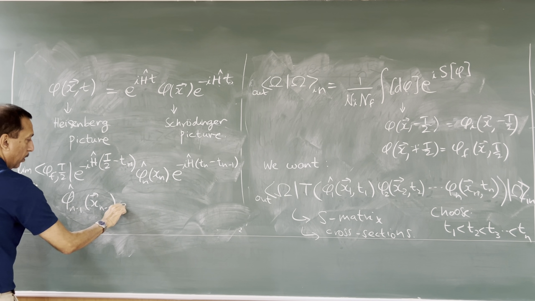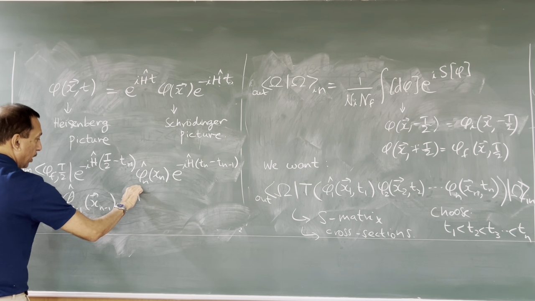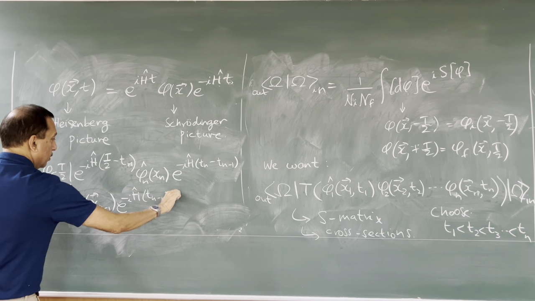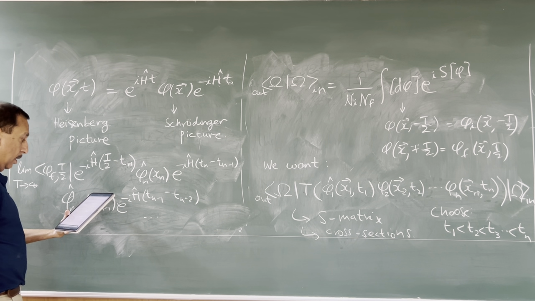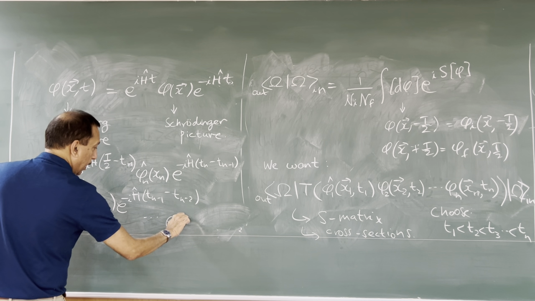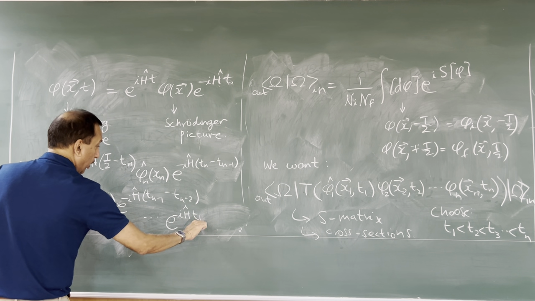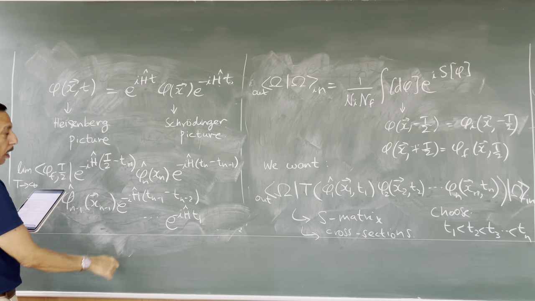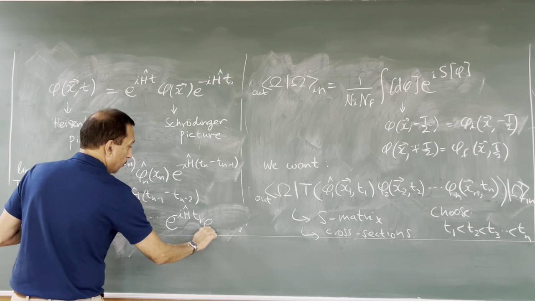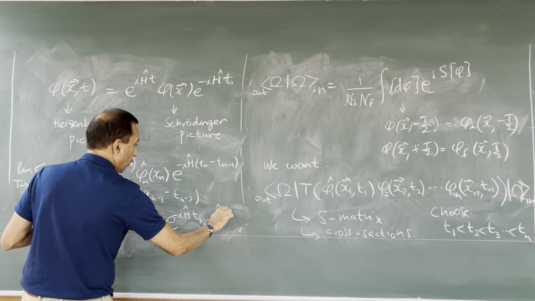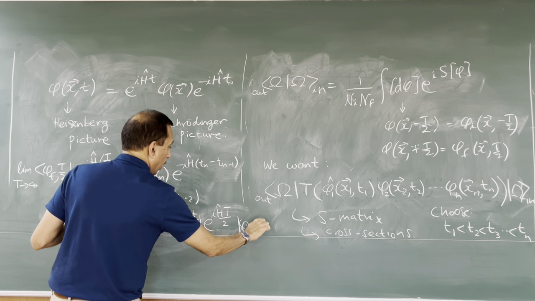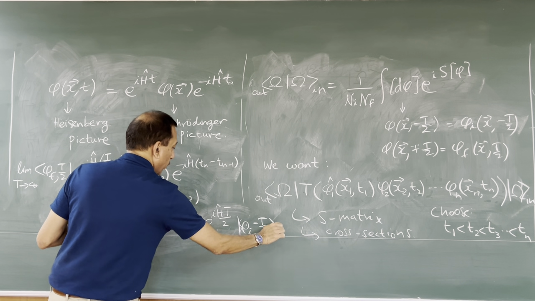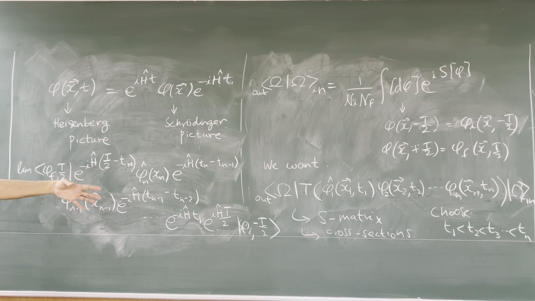And then I have, it's very obvious what the pattern is, e to the minus iH (t_n minus t_{n-1}), minus (t_{n-1} minus t_{n-2}), etc. And at the last stage, I'll get e to the minus iH t_1 from the last operator, and then e to the plus iH t by 2. And finally, my incoming state phi I minus t. So it's a long expression I've written, but I hope you understood.